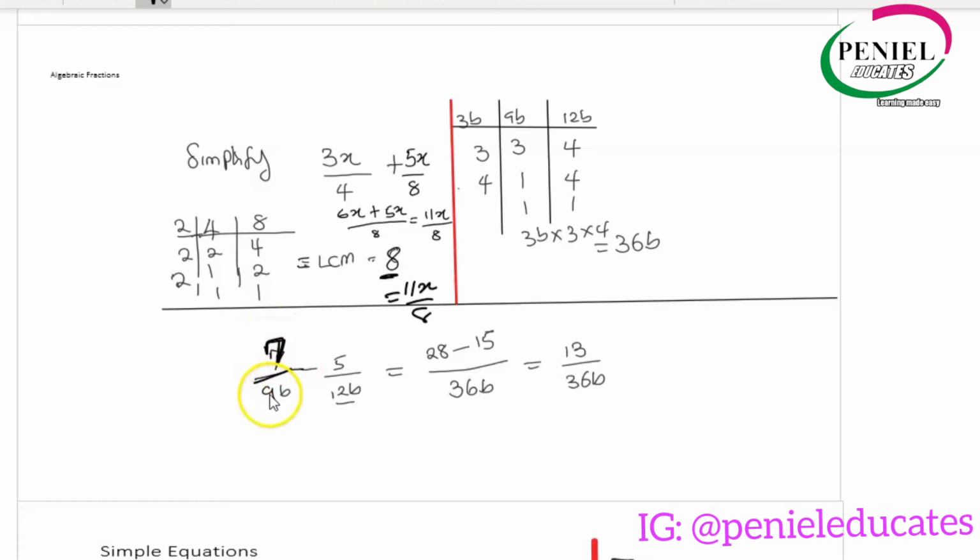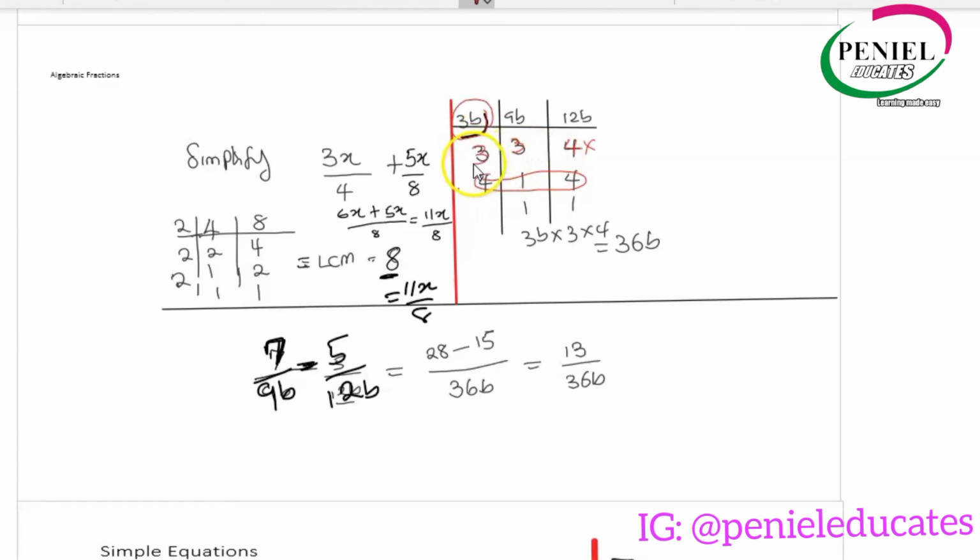Okay, we're given 7 over 9b minus 5 over 12b. If you look at the factors, this is 9b and this is 12b, so you can use 3b to divide both. This will give you a 3, and this one is going to give you a 4.